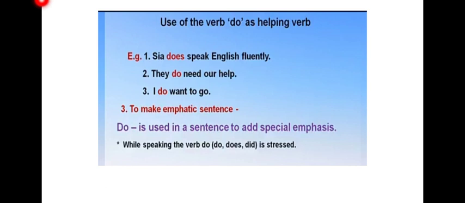So here, do is used in a sentence to add special emphasis. For example, while speaking, the verb do is stressed. For example, I say, I do like you. When I say the word do, I'm stressing the word, right? I do like you. So here, it is used for emphasis. I hope this is clear.